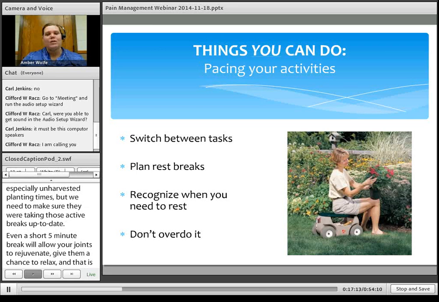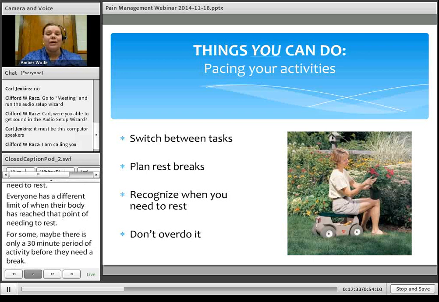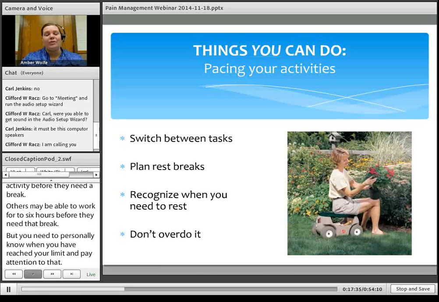Recognize when you need to rest. Everyone has a different limit of when their body has reached that point of needing to rest. For some, maybe there's only a 30-minute period of activity before they need a break. Others may be able to work 4 to 6 hours before they need that break. But you personally need to know when you have reached your limit and pay attention to that. Don't give yourself an extension of only 5 more minutes. Make sure you stop when you need to stop.